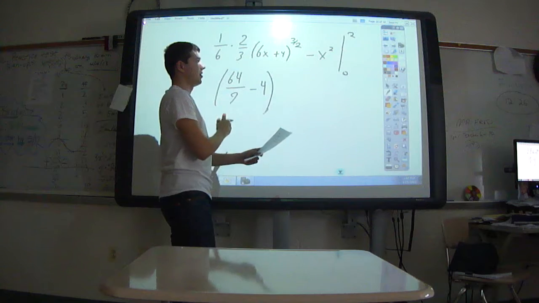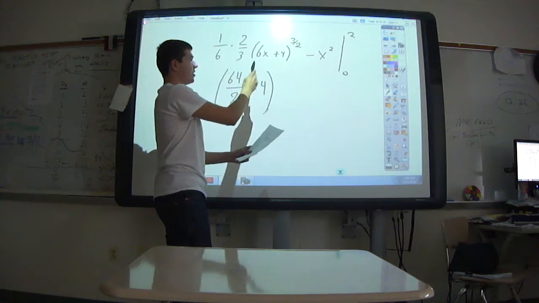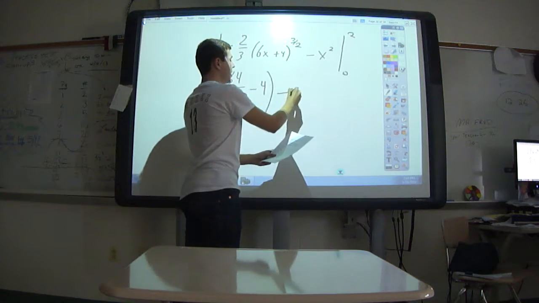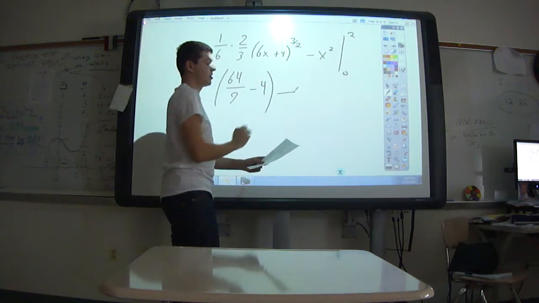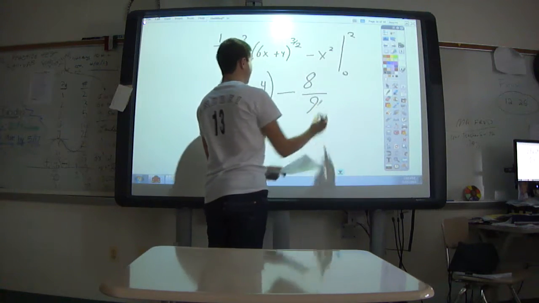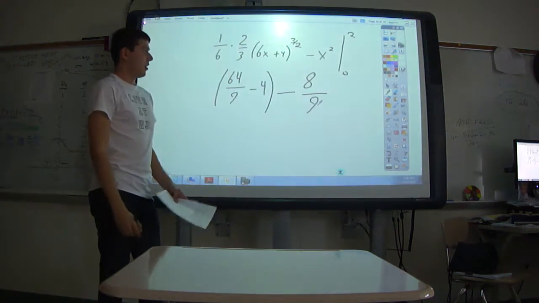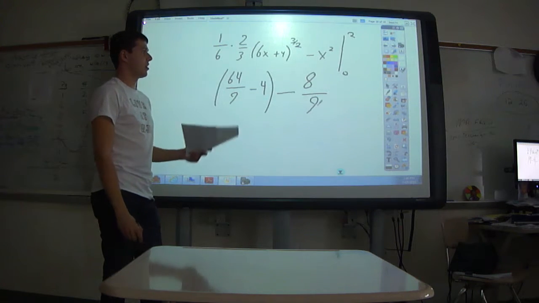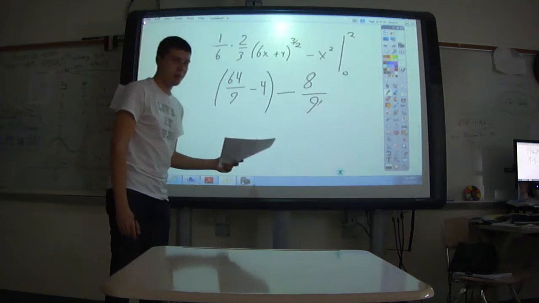So that's going to be the answer when you plug in 2 to the integral we got up here. Then you subtract that from whatever you get with 0. And when you plug in 0, we get 8/9. So this is what happens when you run the 2 through and then subtract it with what you get when you run the 0 through.